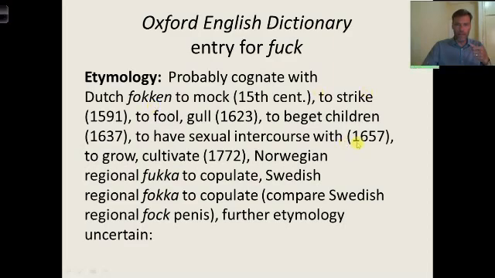Then they also say that there's this Norwegian regional word fuka, which means to copulate. That looks pretty good. Similar form then and similar meaning. Swedish folka, to copulate. And then there's also this regional Swedish folk, meaning penis. But they're not willing to go any further than that. So further etymology uncertain. So, like I said, they are conservative. They're only going to go so far.